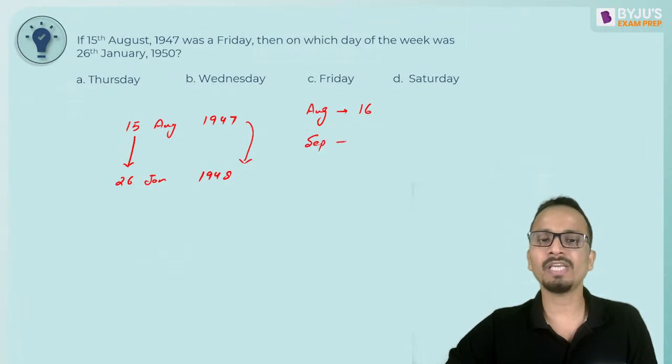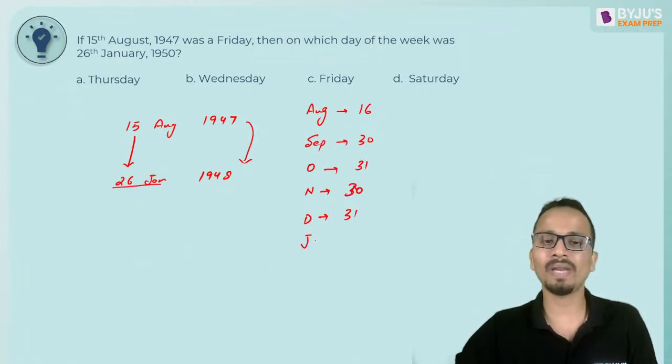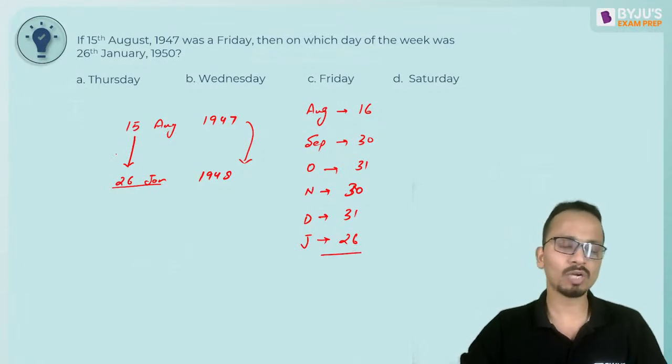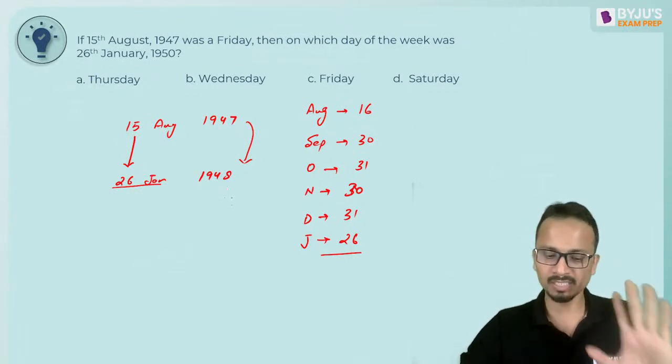For September, we have 30. For October, 31 days. November, 30 days. December, 31 days. Then January, we have 26 days. These are the number of days that we will have to cover, moving from 15th of August 1947 to 26th of January 1948. This is the first step.